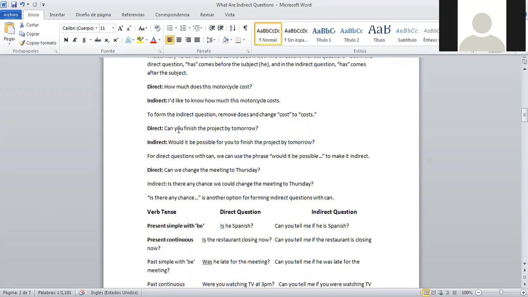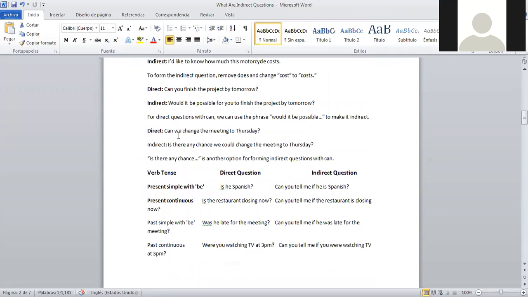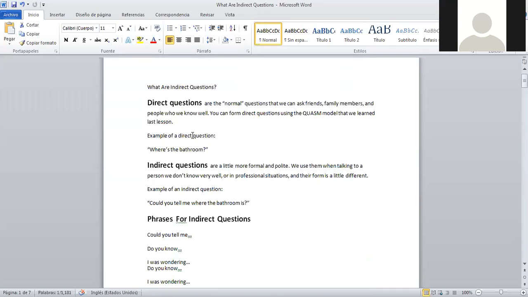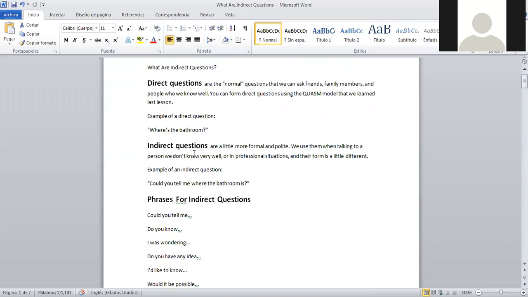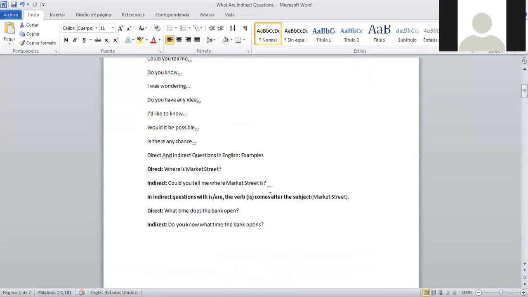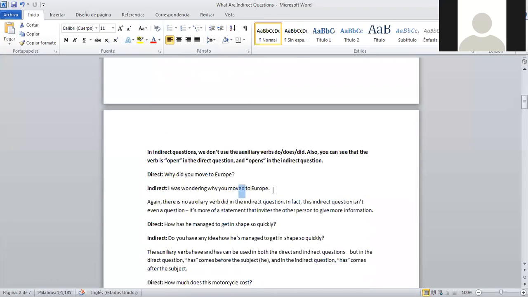Why don't you go to the beginning when you explain the type of indirect questions? Here, the phrases for indirect questions. Maybe the indirect question, you use it to be more formal and polite. That's all. You convert a direct question in a more polite way to ask something. Now you use this expression to introduce the indirect question. But you have to make these changes.